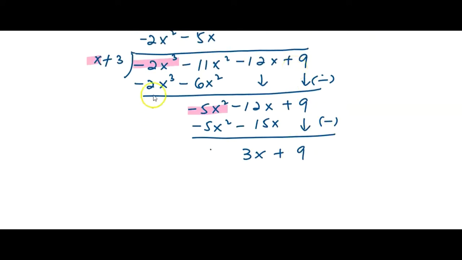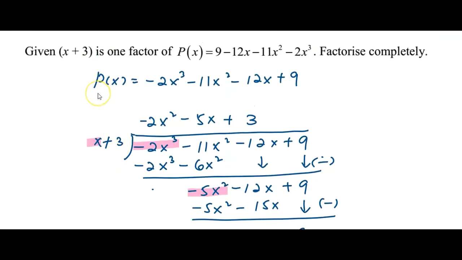After that, again I focus on the first term. 3x divided by x, I get positive 3. So positive 3 multiplied by x gives positive 3x, and positive 3 multiplied by positive 3 gives 9. So we got the remainder 0. This means that your function p(x) can be written in this form: x plus 3 multiplied by your quadratic factor, which is negative 2x squared minus 5x plus 3.